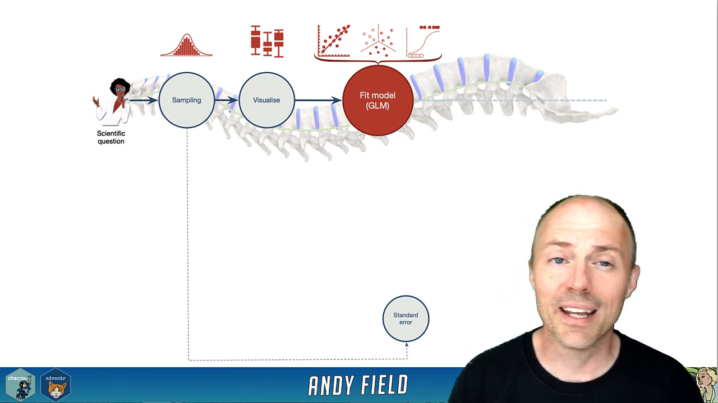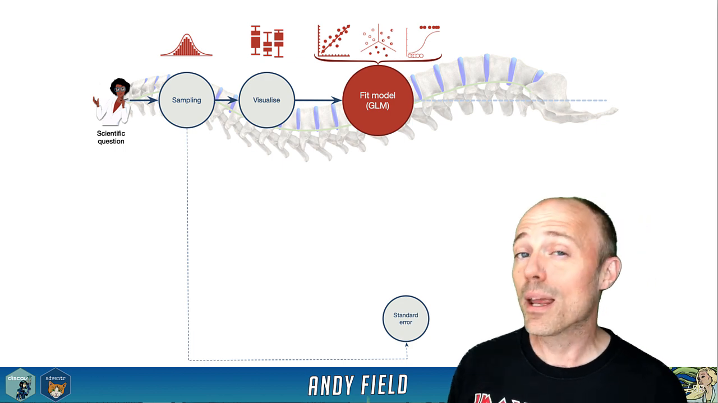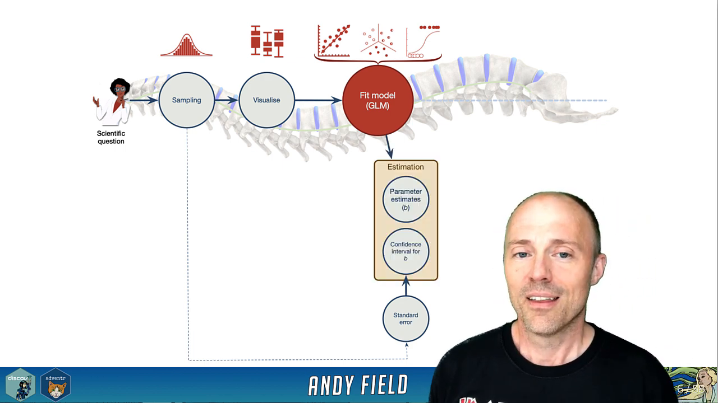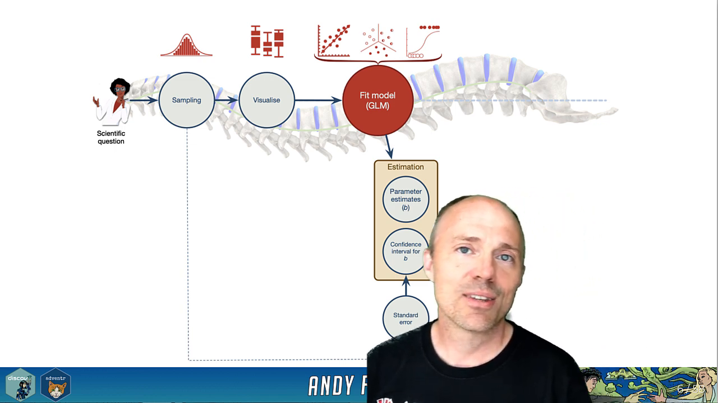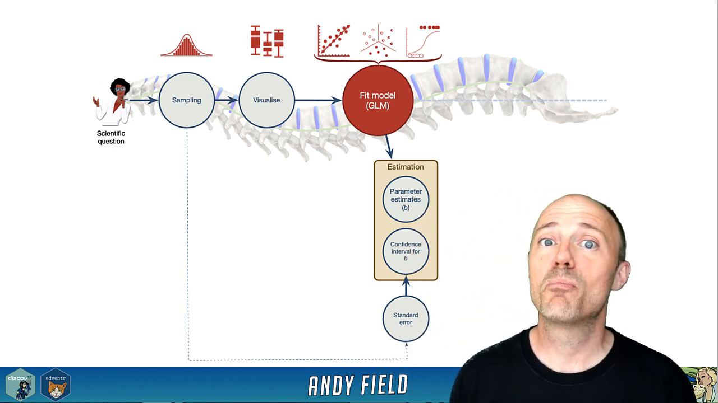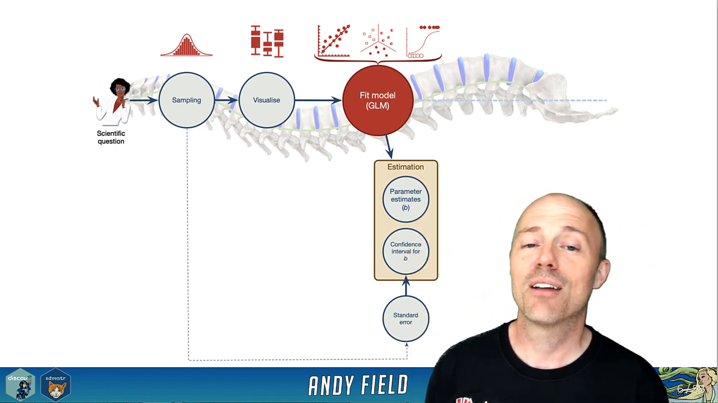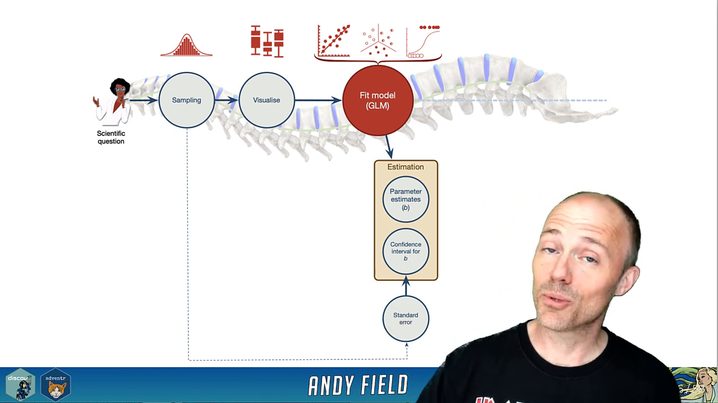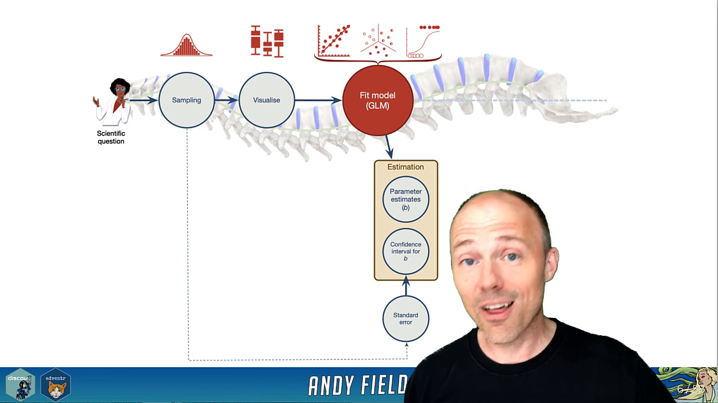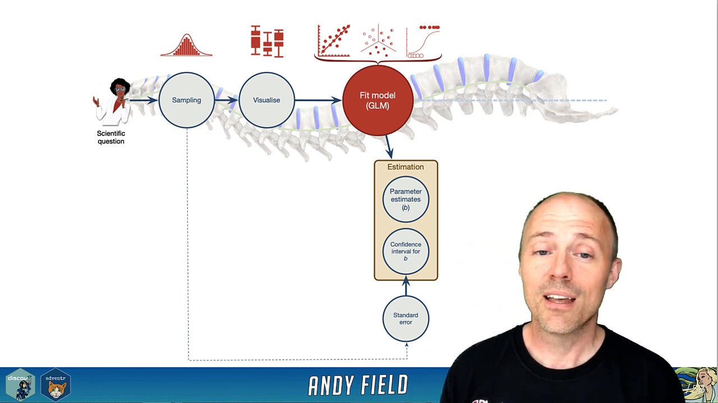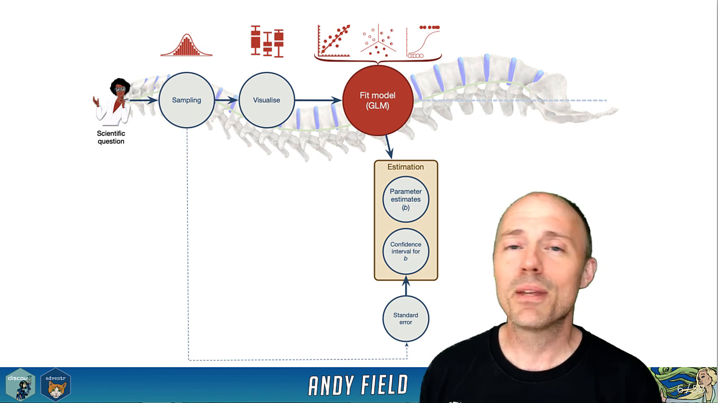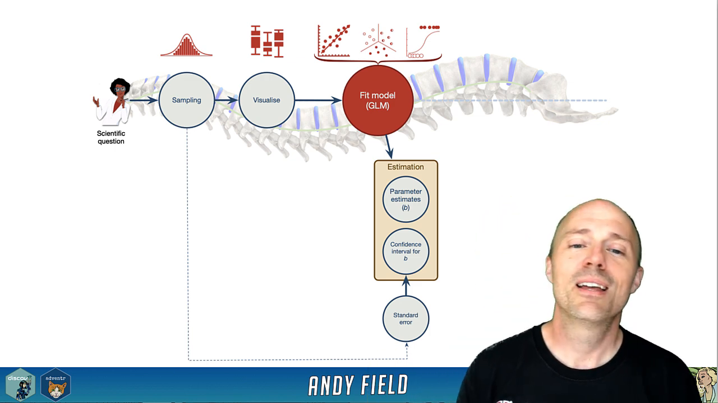Now, normally there's 2 types of things that we're interested in when we fit a statistical model. The first one is estimation. So this is addressing the question of how big is the effect that I've looked at. So how big is the effect of this variable on this other variable? So you can do estimation in one of 2 ways. I mean, they're both complementary. It's not either or.